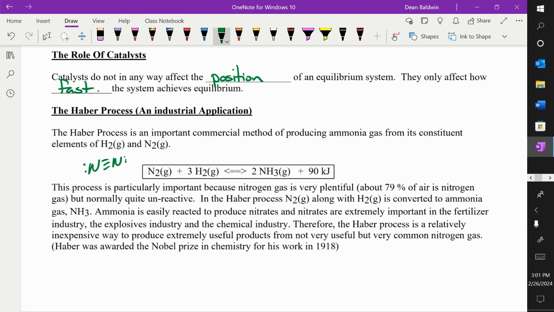Sorry? Increase the volume? If you increase the volume, that's decreasing the pressure. That's going to go to the side with more gas molecules. Which side has more gas molecules? Yeah, so do we want to do that?